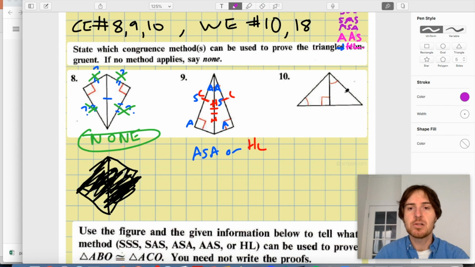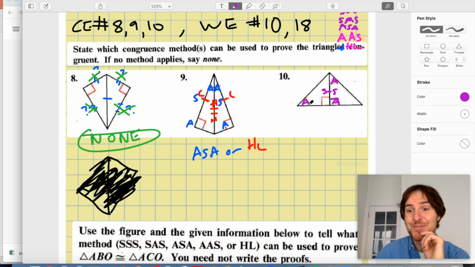All right, number 10 here. Let's check this one out here. Here we have an angle. Here we have a side and a side, right? Because this is the same side here. So maybe I'll mark it up a little bit different. This side and this side are congruent to themselves here. So here we have AS, and then boom, we have A right here. ASA, check that out.